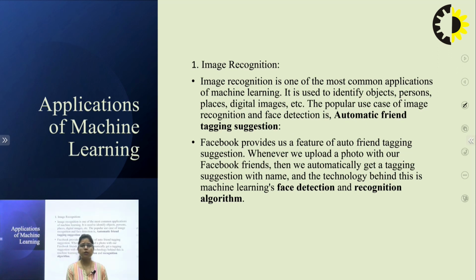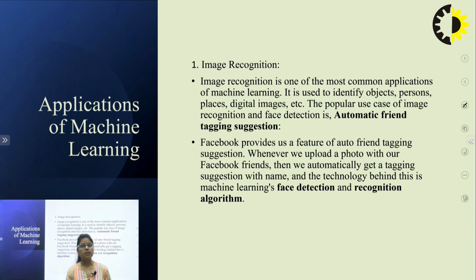Applications of machine learning. There are lots of applications of machine learning. Machine learning technologies are now emerging very fast. The first application is image recognition. Image recognition is one of the most common applications of machine learning. It is used to identify objects, persons, places, digital images, etc. A popular use case of image recognition and face detection is automatic friend tagging suggestion.